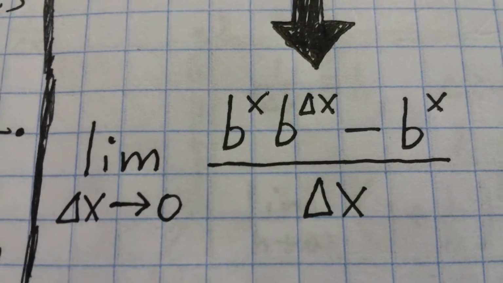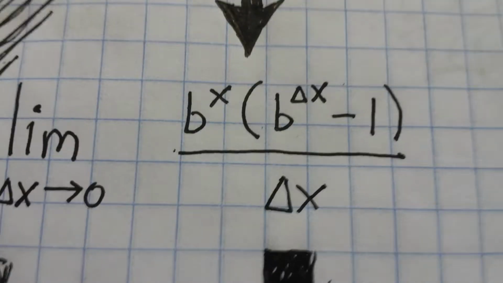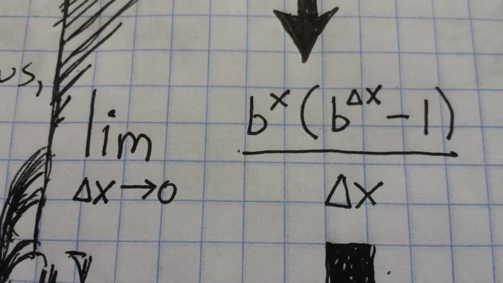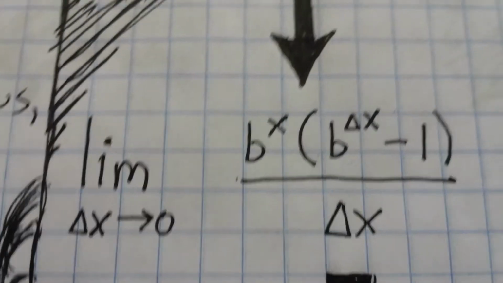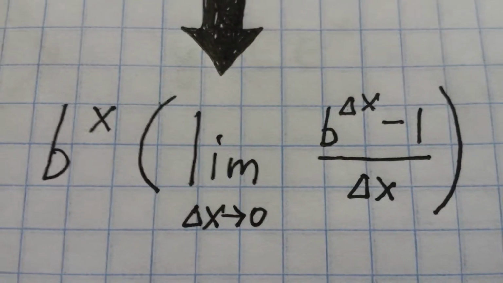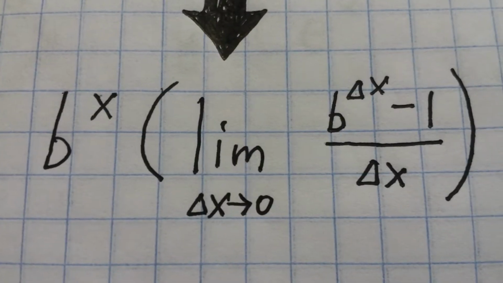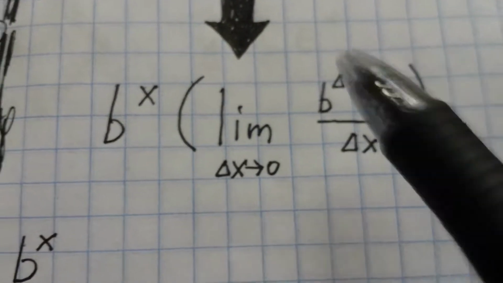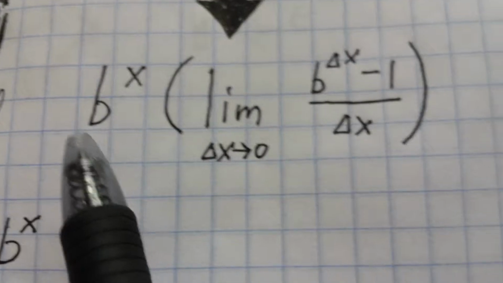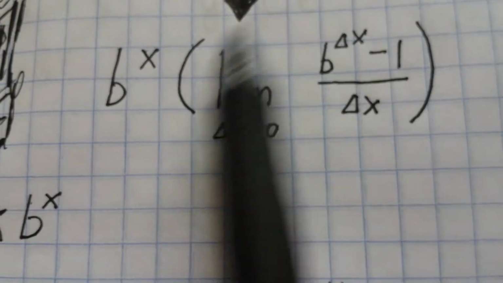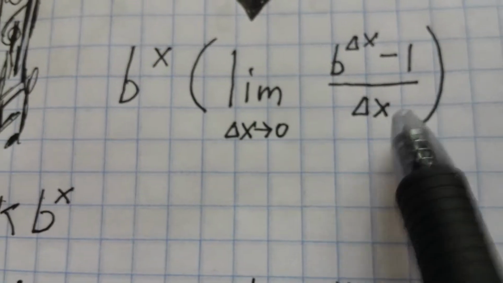And we can factor out b to the x and get this expression. And finally, we can factor out the b to the x outside of the limit and get this expression. And this is the derivative of b to the x. And so the derivative of b to the x is b to the x times this number, which I assure you is a constant.